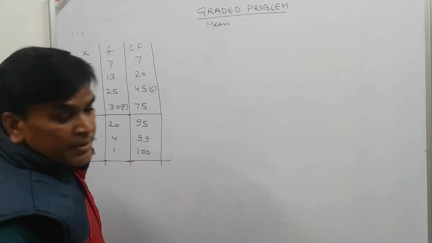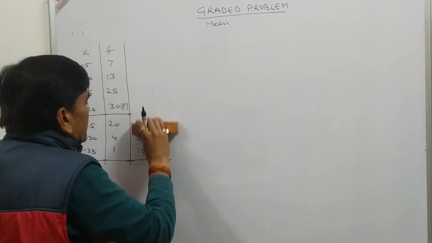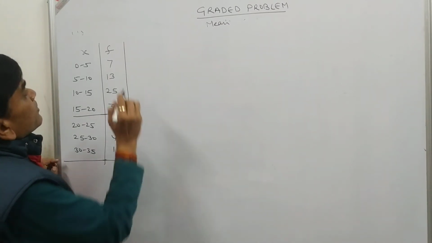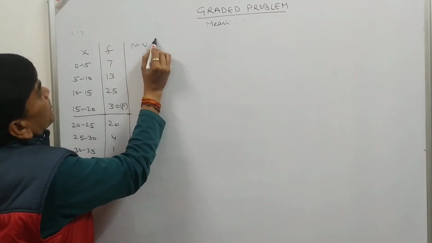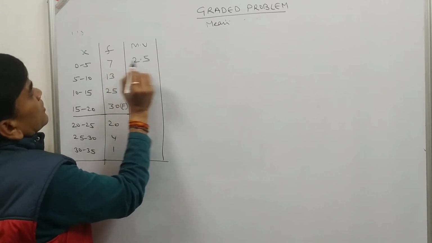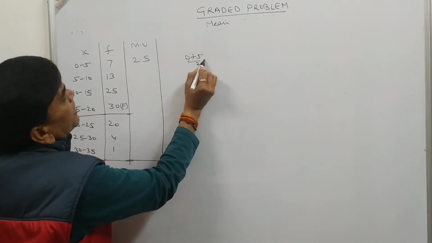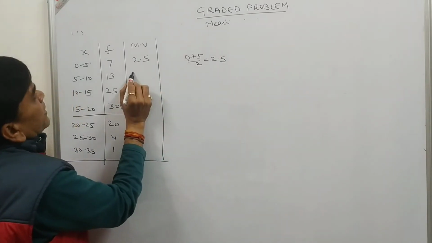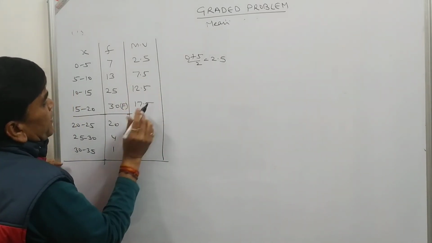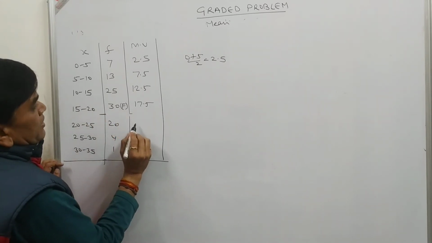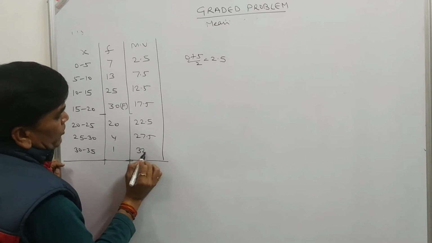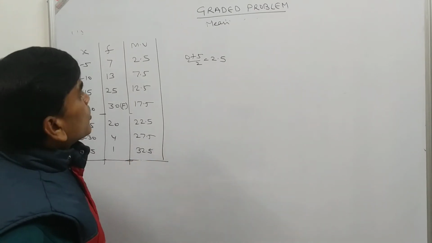For calculating mean, we require the mid value. We don't require CF here. For calculating mean, we have to calculate the mid values, that is 2.5, (0 plus 5) divided by 2, that is 2.5. Then 7.5, then 12.5, then 17.5, then 22.5, then 27.5, then 32.5. Okay.